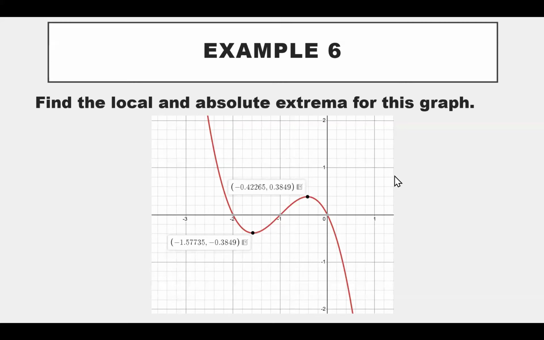Let's take a look at this example. This is the graph we've dealt with before, where we found the sections where we were decreasing and increasing. And let's find the local and absolute minimum values, maximum values, minimum points, maximum points for this graph.